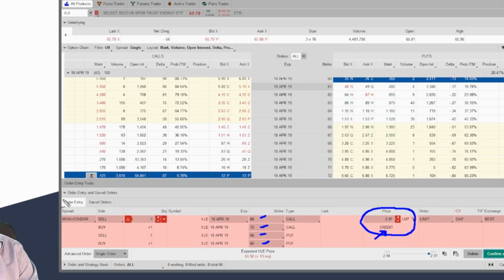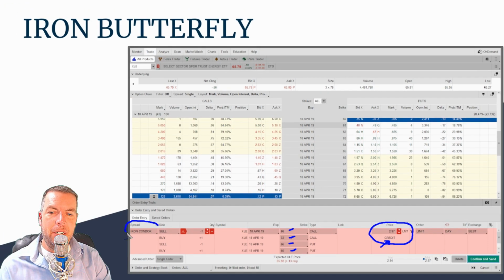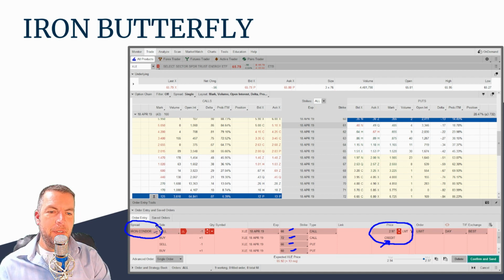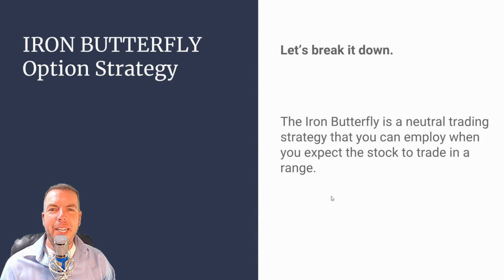Now, Thinkorswim labels this as an iron condor. It doesn't recognize this as an iron butterfly because it's very similar to the same strategy. The only difference is that we're sharing that same strike price at the call and the put on those sold strikes. So we're going to receive a $2.97 credit for selling this strategy right there. So let's break it down a little bit more.